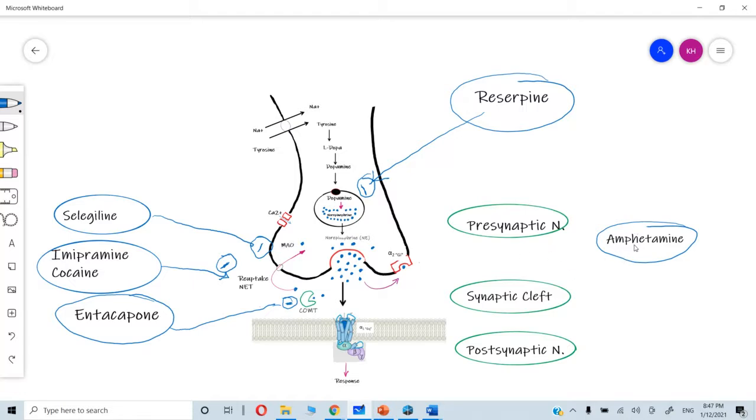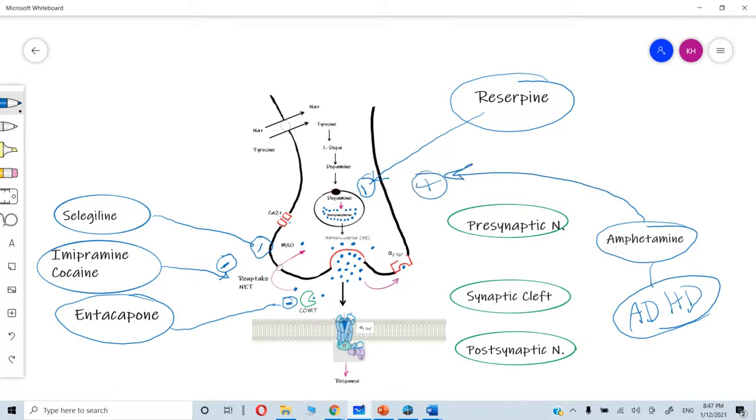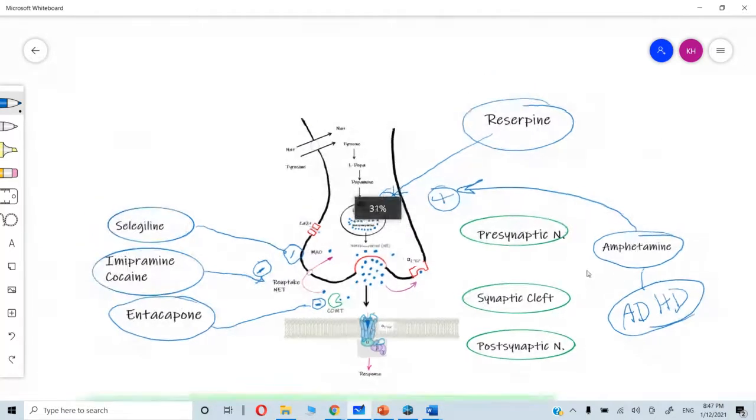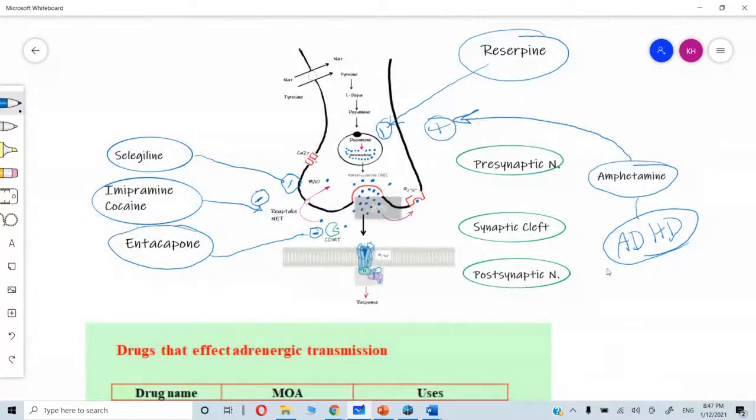What about amphetamine? Amphetamine is a medication used for children suffering from ADHD, attention deficit hyperactivity disorder, and amphetamine works to enhance the release of neurotransmitter. Moving a little bit down to look at the table.